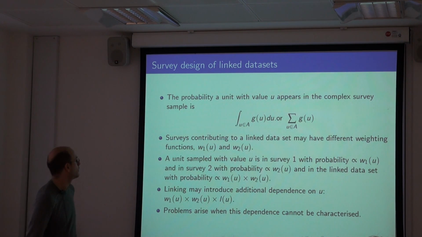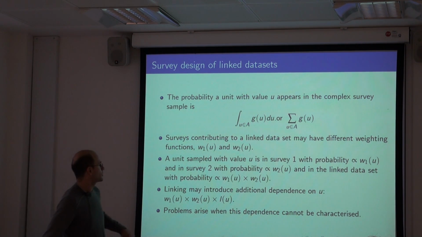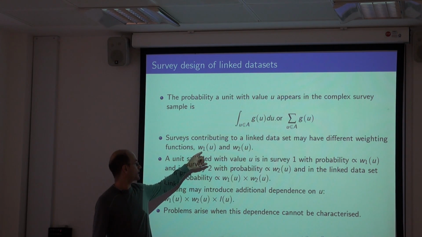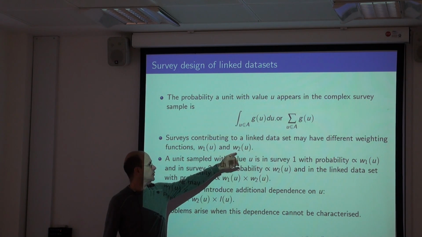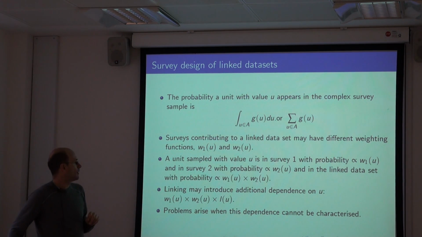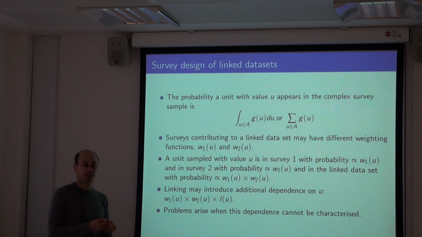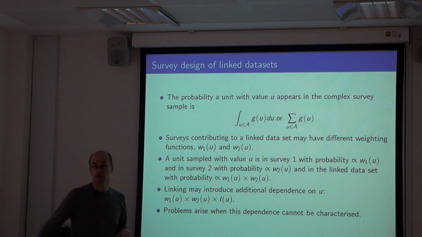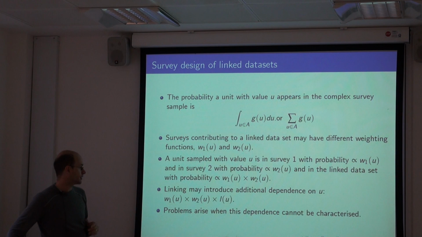Okay. Now, what about the survey design of a linked data set? So suppose you have data set 1 and data set 2, and the sample inclusion probability for data set 1 is W1, and the sample inclusion probability of data set 2 is W2. Then if the two samples are independent, and if there's no errors in linking, and if you don't drop observations from failure to link, then the sample inclusion probability of the linked data set is simply the product of the independent sample inclusion probabilities.